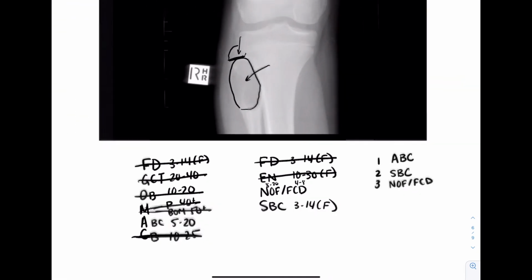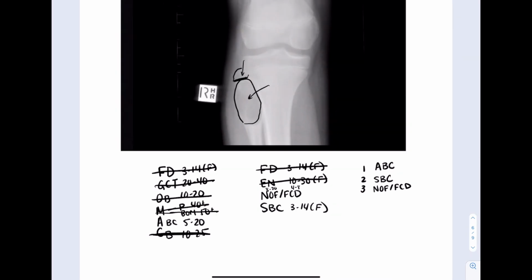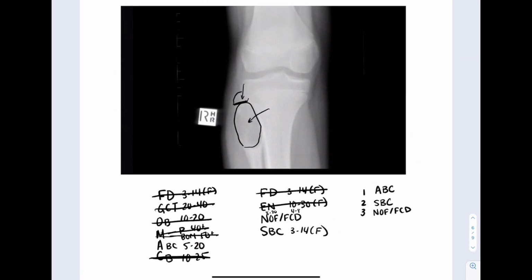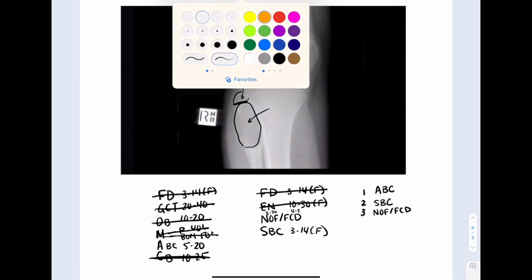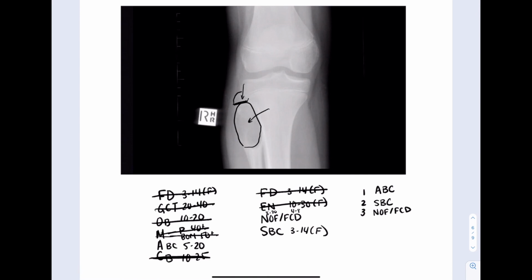Now this is where you have to listen to the question. If I said pain or no pain, I didn't say anything. But what if I did say, give me 3 differentials with pain? Let's say that it was painful, and they are a 14-year-old male. 14-year-old male, pain, that's what it looks like. So how would I change this?